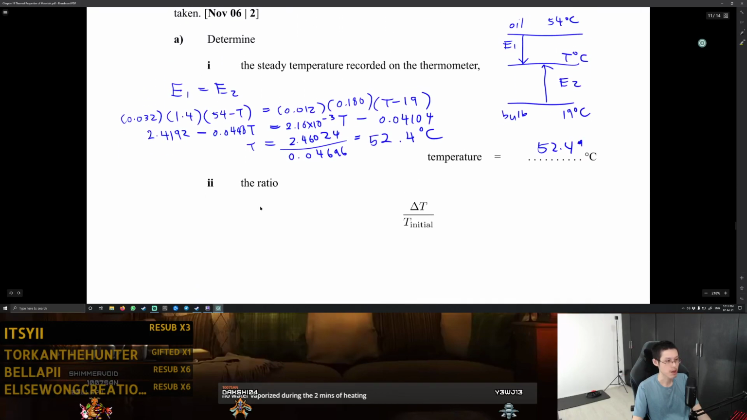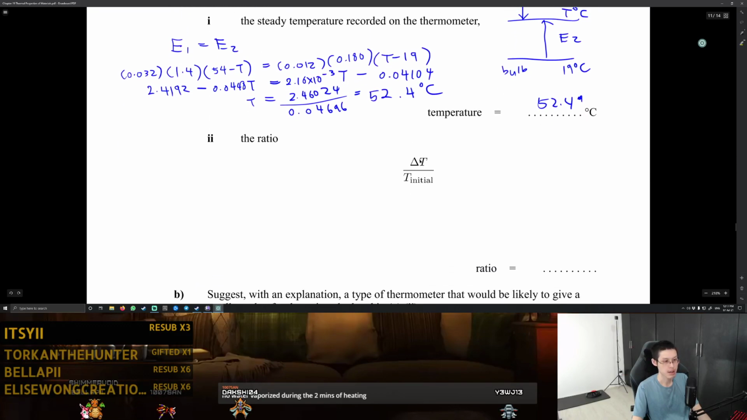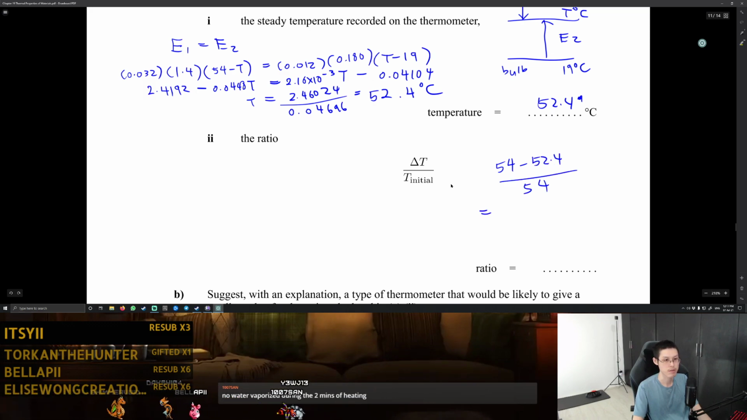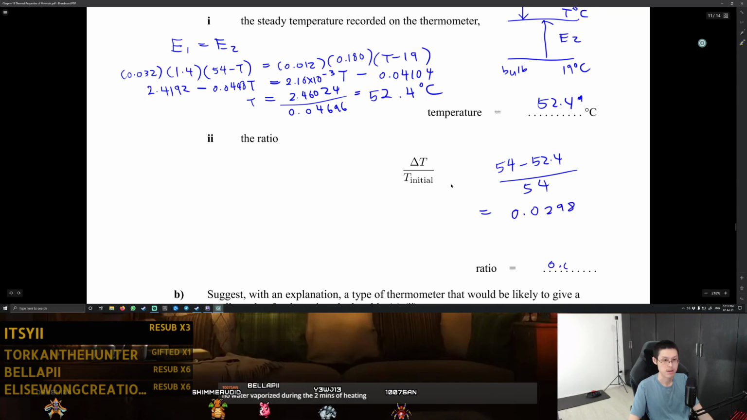Okay, so next up, we have the ratio of the change in temperature to the initial temperature. The change in temperature is 54 minus 52.4. The initial temperature is, of course, 54. So 54 minus that, divided by 54, gives me 0.0298, which is roughly a 3% difference in the actual temperature.